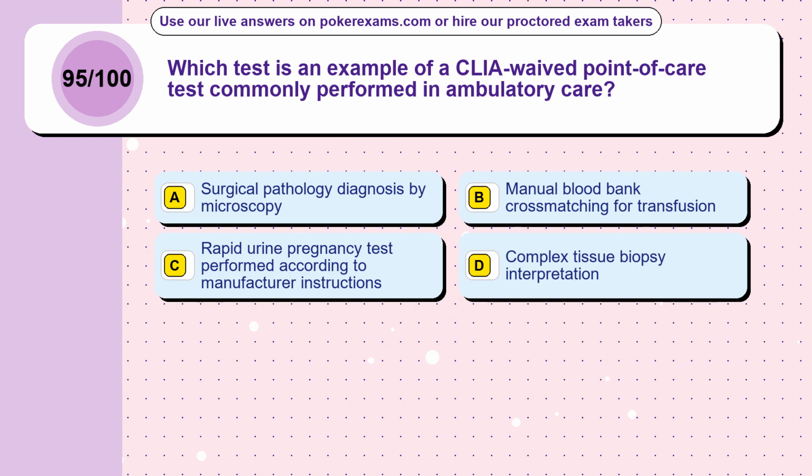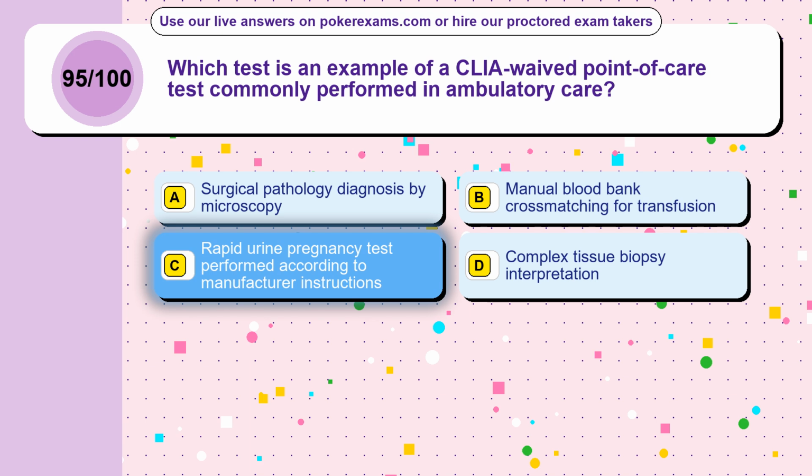Question 95. Which test is an example of a CLIA-waived point-of-care test commonly performed in ambulatory care? Option A. Surgical pathology diagnosis by microscopy. Option B. Manual blood bank cross-matching for transfusion. Option C. Rapid urine pregnancy test performed according to manufacturer instructions. Option D. Complex tissue biopsy interpretation.